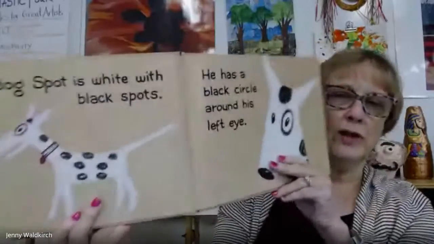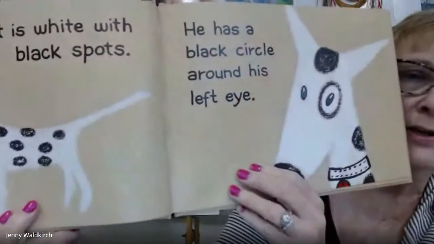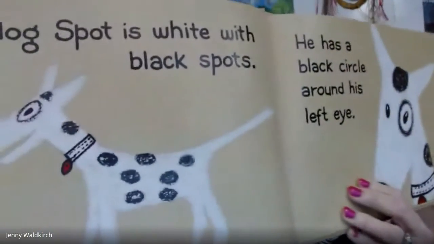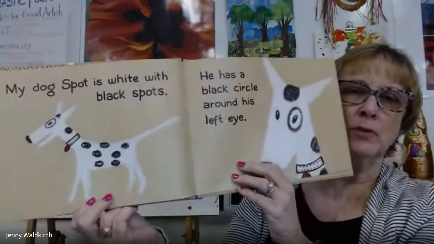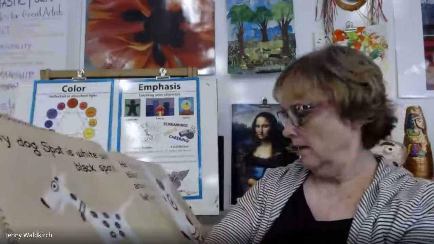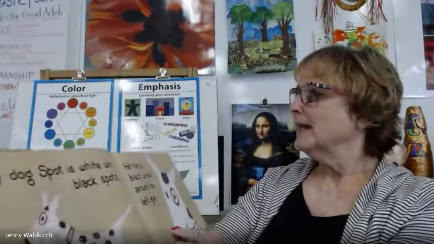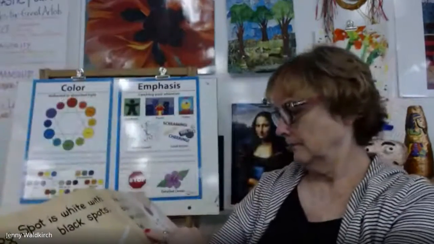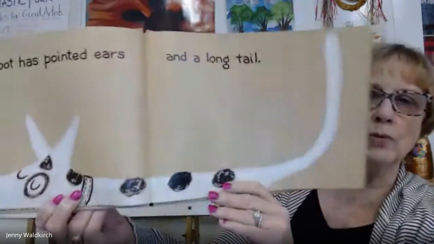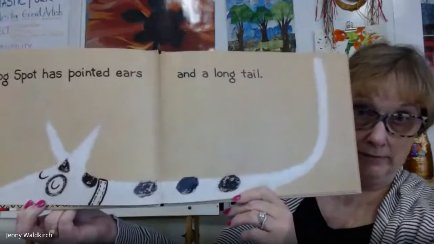Why in the world would they call that dog Spot? And looky here, can you see what color the tag is on his collar? Every part of the composition is black and white and gray, except for the little bit of red in his dog tag. My dog Spot is white with black spots. He has a black circle around his left eye. My dog Spot has pointed ears and a long tail. And in this picture, Spot doesn't have any color, but his tail is certainly long.